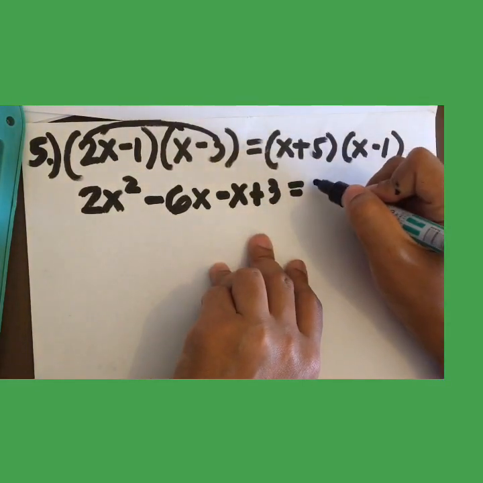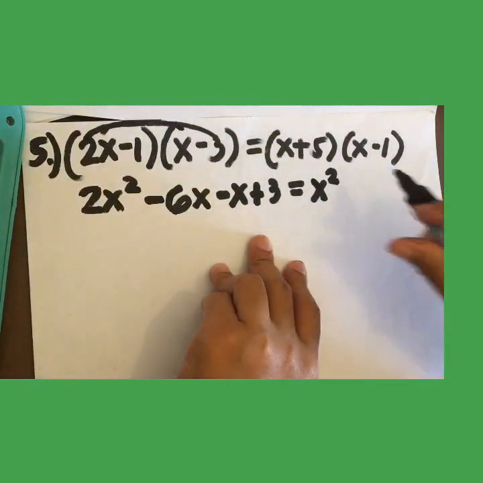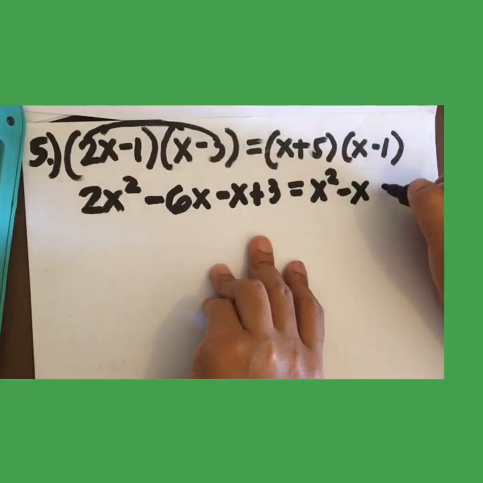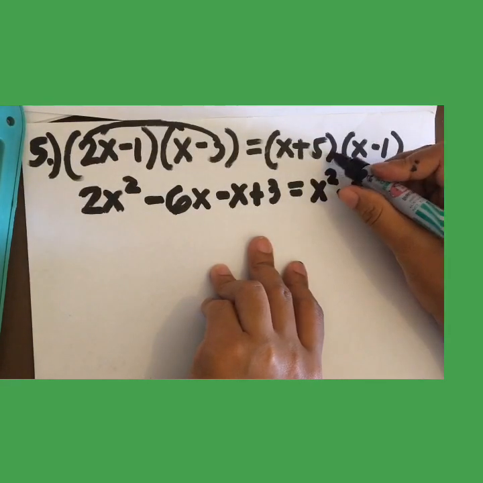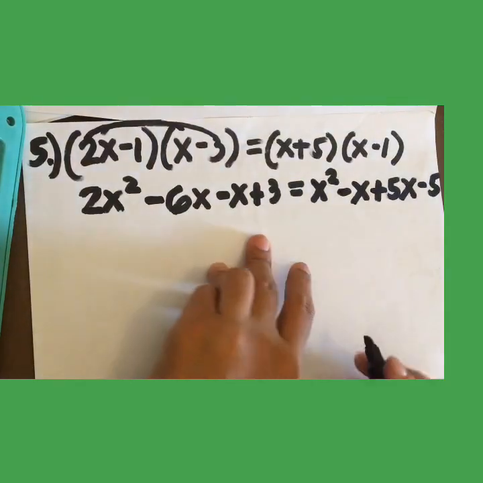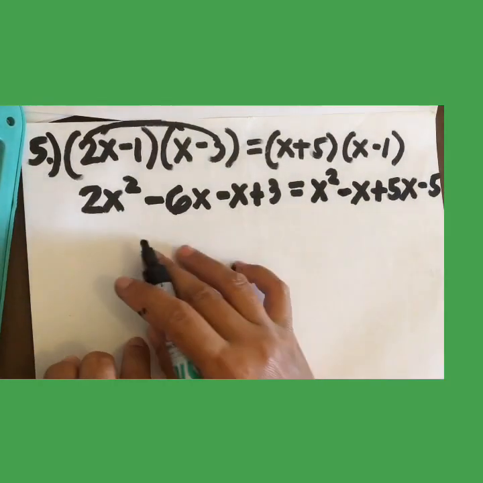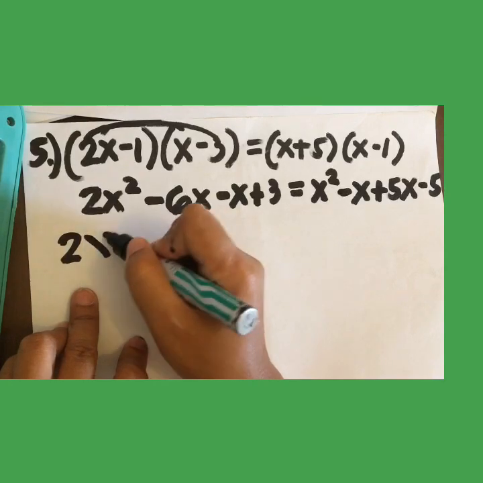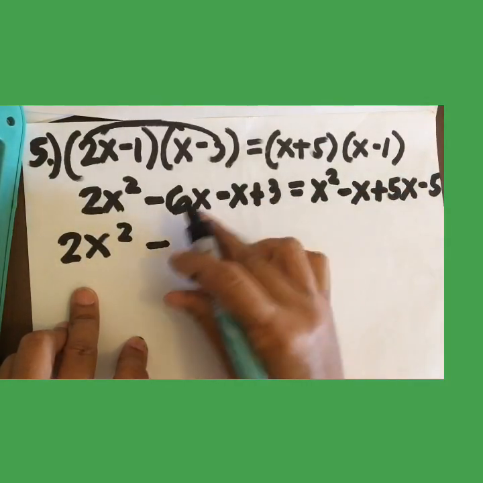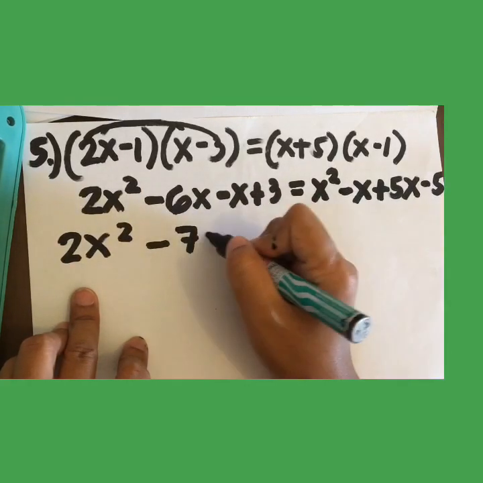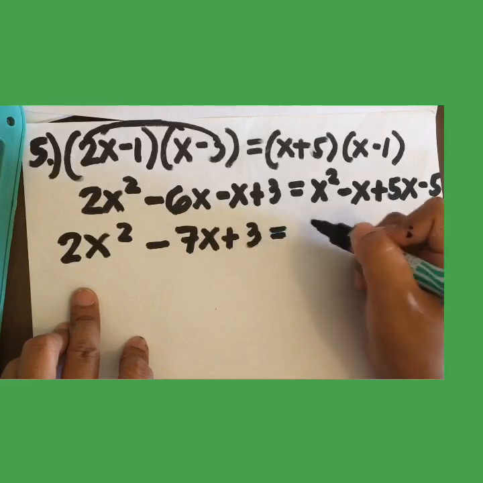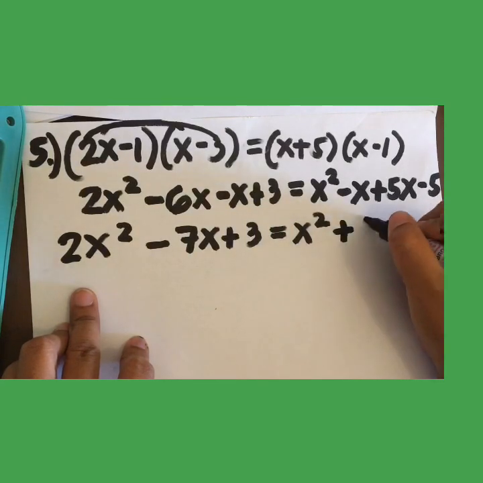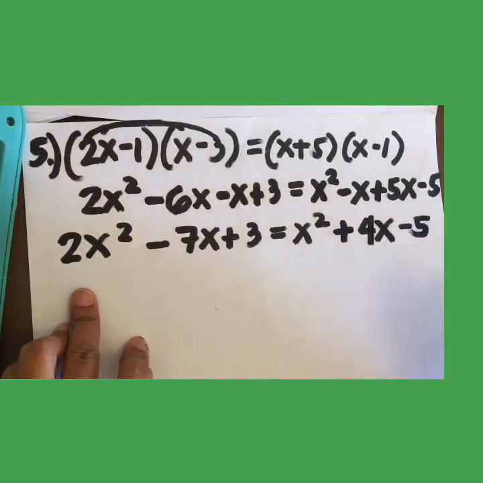Okay, x times x, it's x squared. Okay. X times negative 1, that's negative x. 5 times x, that's positive 5x. 5 times negative 1, that's negative 5. Okay. After that, we combine like terms. So, let's bring down 2x squared minus 6x minus x, that is negative 7x plus 3 equals x squared. Negative x plus 5x, that is positive 4x minus 5.